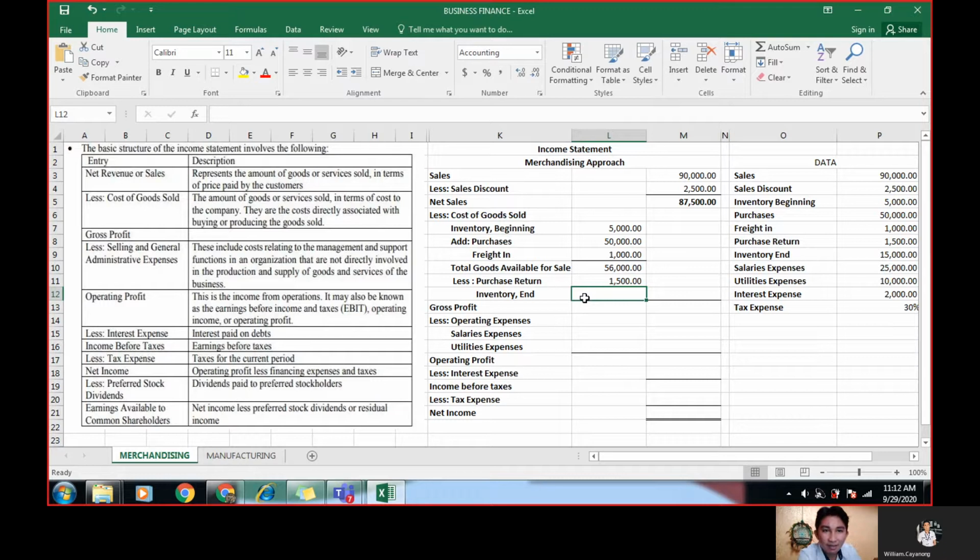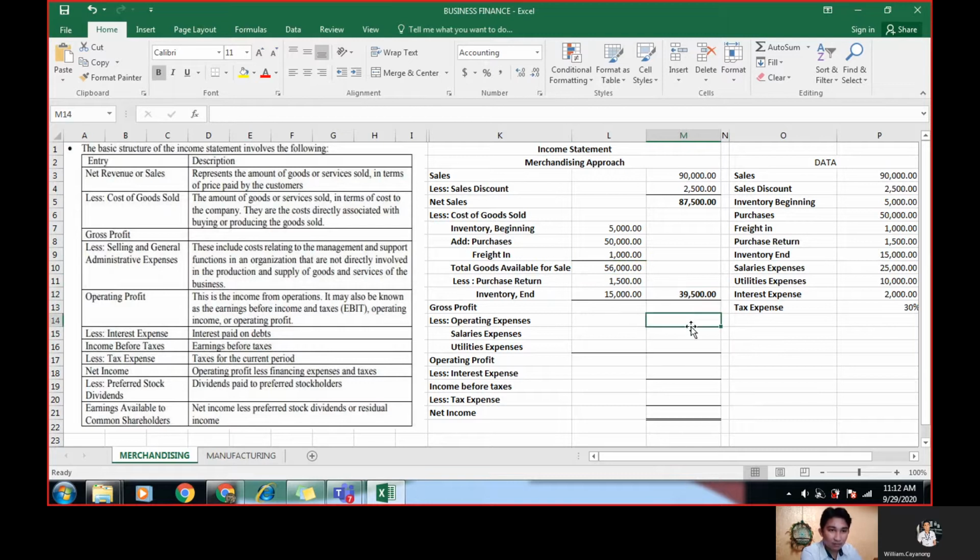So our inventory end here is 15,000. So therefore, to get the cost of goods that was sold, so 56,000, click equal sign pa din, don't forget that, minus your purchase return, again, minus pa din yung inventory end. Meaning, out from your 56,000 na goods available, 39,000 of which was sold. Okay? So, klaro tayo dyan.